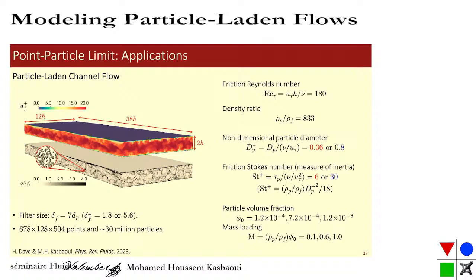So we have a Reynolds number of 180. This is a dense flow configuration. The density ratio is 833. And we have these particles that are very small. They're either 0.36 in terms of wall units or 0.8. So we have two different channels. The volume fractions vary from about 10 to the negative 4 to about 10 to the negative 3. And the mass fraction is about 0.1 to 1.